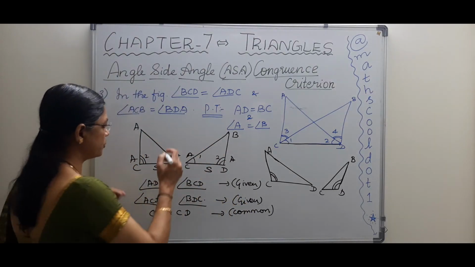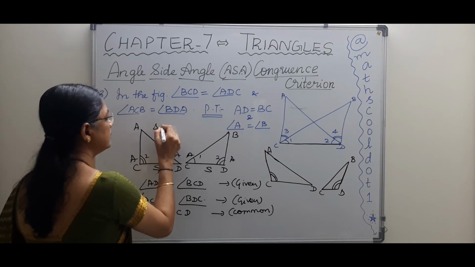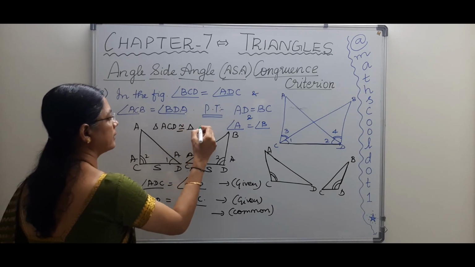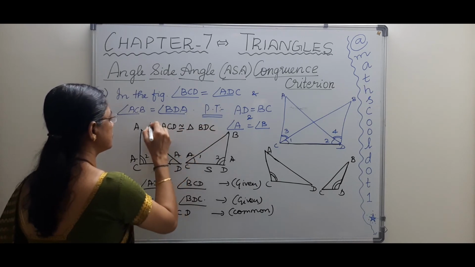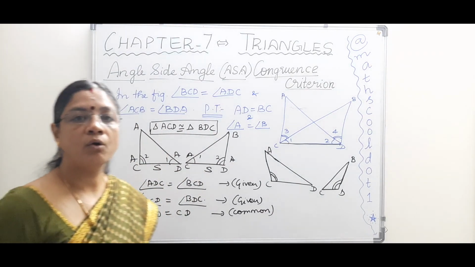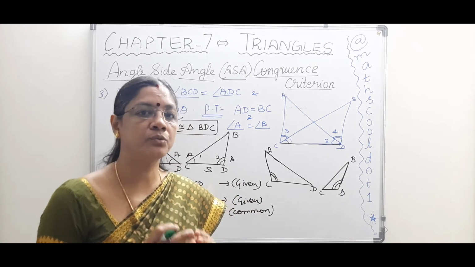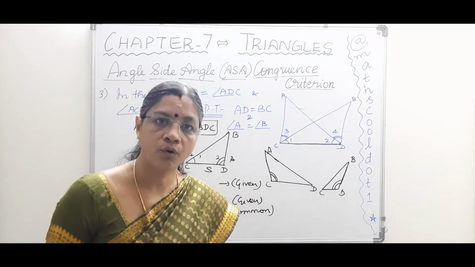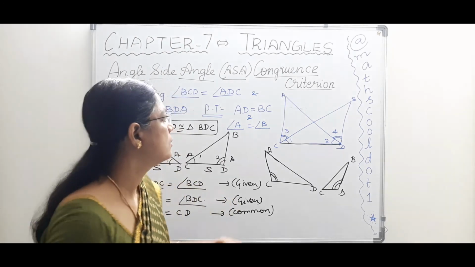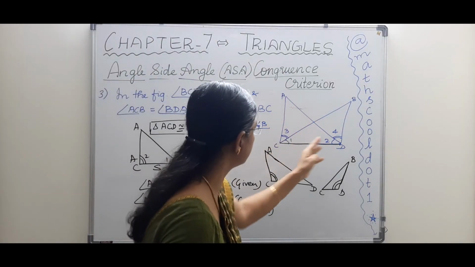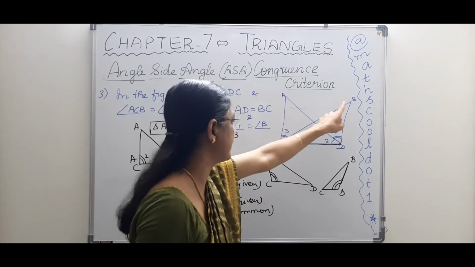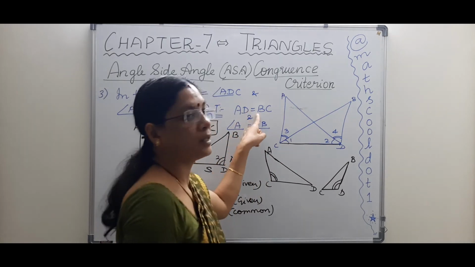So what is the conclusion? We have triangle ACD congruent to triangle BDC. So we have proved that the two triangles are congruent. According to CPCT, once we prove the two triangles are congruent, all the 6 parts have to be equal, right? So when this side is common, this side has to be equal to this, that is AD has to be equal to BC. That is what they've asked you to prove.